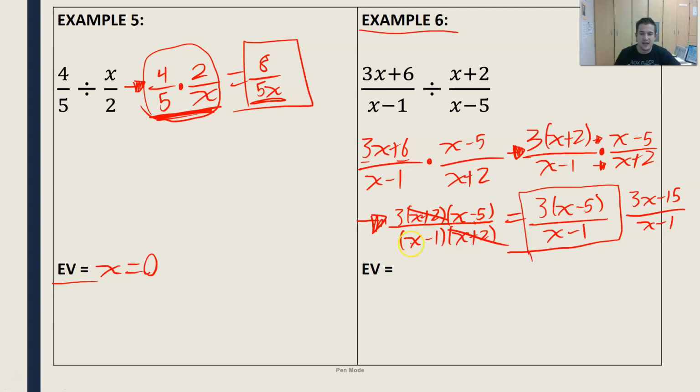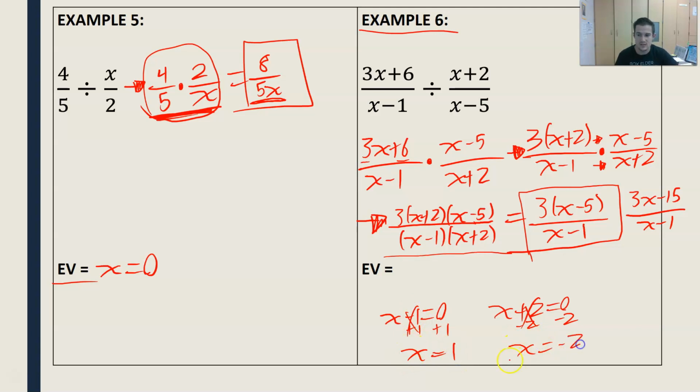Now I need to check for the excluded values. So if I go back before I simplified anything, what values of x would make the denominator equal to 0? Well, I need to set x minus 1 equal to 0 and x plus 2 equal to 0. So if I add 1 on both sides, subtract 2 on both sides, I'm going to get x equals 1 and x equals negative 2. So my excluded values in this case that would make the denominator equal to 0 are x equals 1 and x equals negative 2.